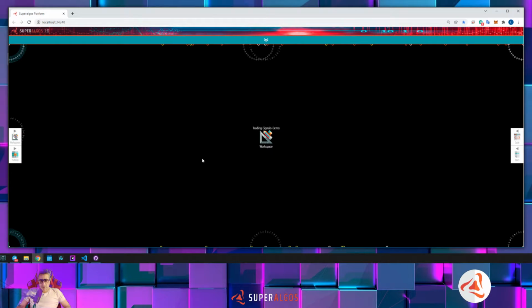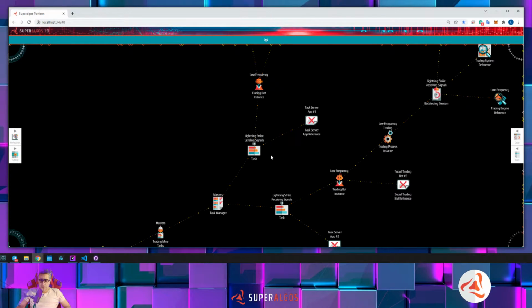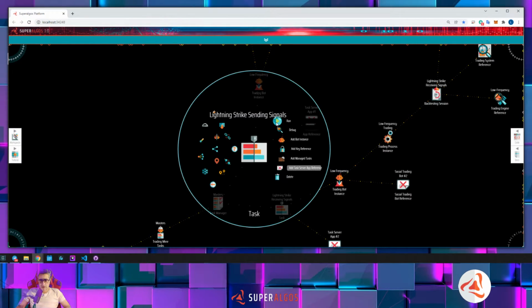Okay, so here we are again. What I'm going to do now is to run both of these in Node.js, no debugging.